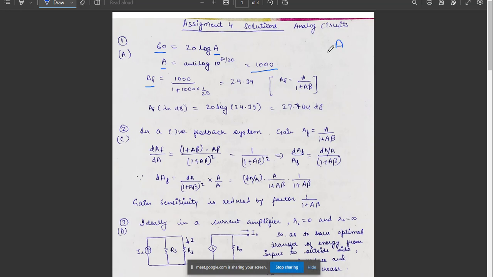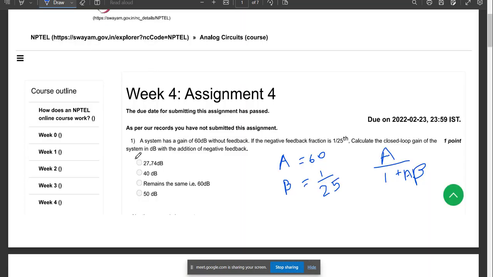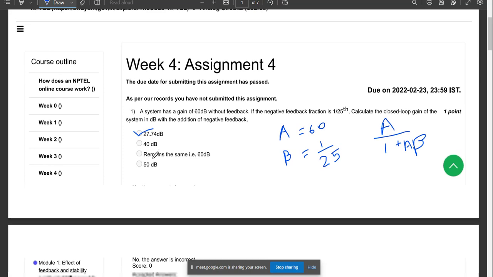Then the final gain for the closed loop feedback will be A upon 1 plus A beta, right? And beta value is 1 by 25. So we will put all the values and we get 24.39. Now in dB it will be 20 log 24.39 and it will be 27.74 dB, right? The answer will be 27.74 dB. Any doubt here? No, ma'am. Okay, good. So the answer is 27.74 dB.